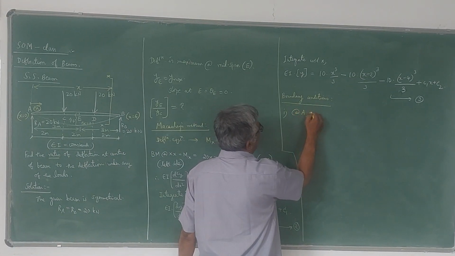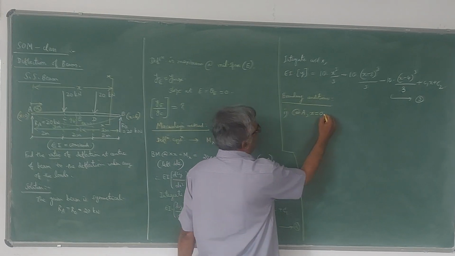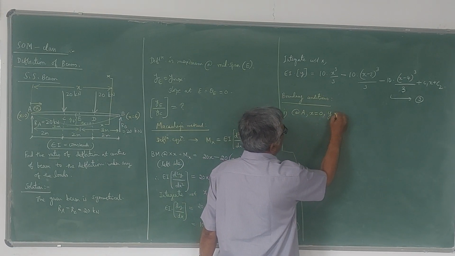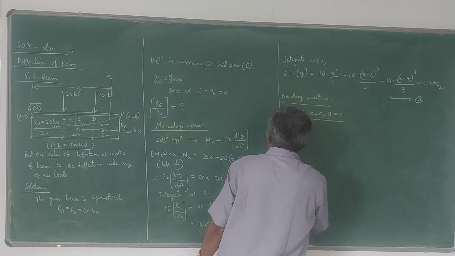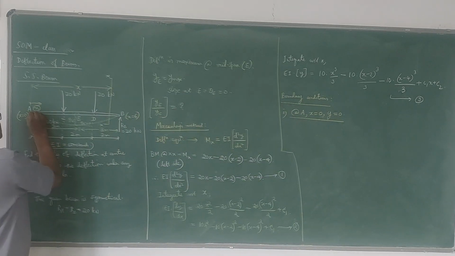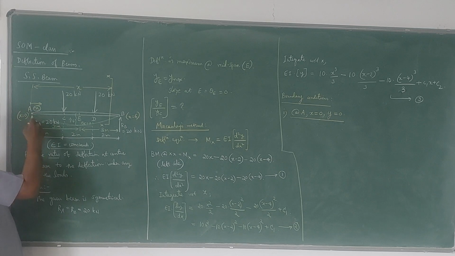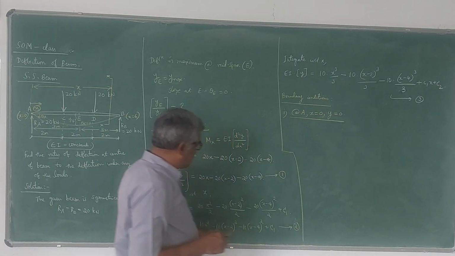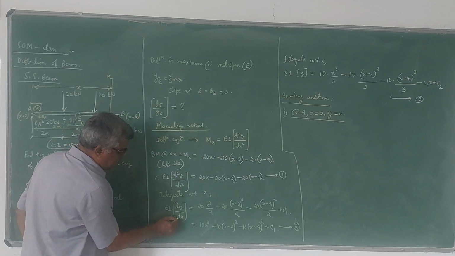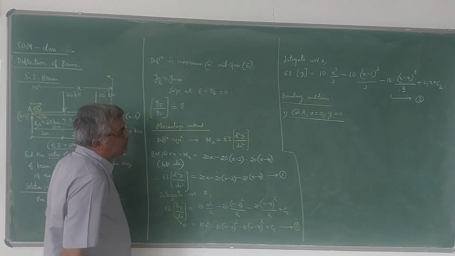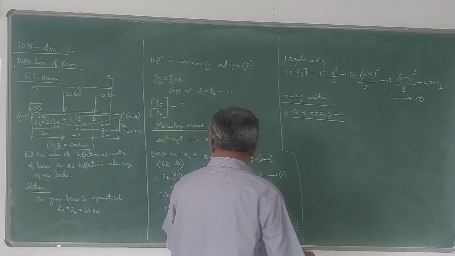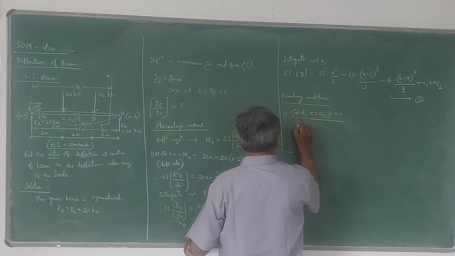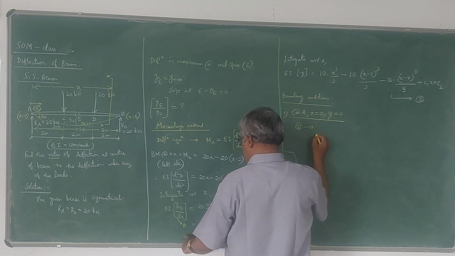At A, the value of x is 0 because x is measured from A, and the value of y is also 0. Deflection is 0 at the simple support. This reaction will restrict the deflection. There is no deflection, only slope here. So theta A will be there, but y_A will be 0. So you have to use this condition in the equation.